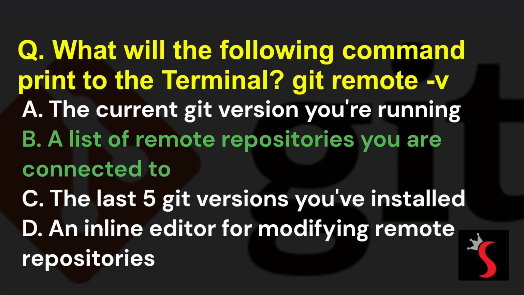And correct answer is option B. A list of remote repositories you are connected to. Git remote -v shows URLs of remote repositories when listing your current remote connections. By default, listing remote repositories only shows you their short names, e.g. origin. Using the -v option, you will also see the remote's URLs in listings.